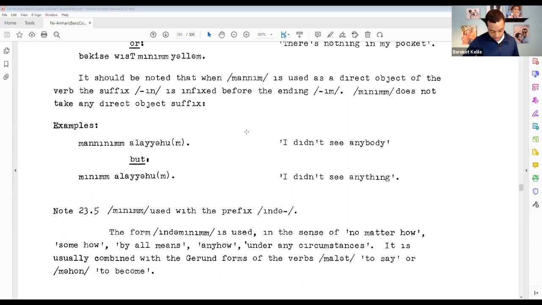Next point to cover is that Mannim takes a direct object suffix, and it's infixed before that im ending, just like we saw in the previous note there. Here again, you'll see Manninnawim or Minimm. So when you see that direct object suffix, it's not going to come at the end of the word. It'll come just before the im ending. But Minimm does not take a direct object suffix, so just keep that in mind. Mannim will take it, Minimm will not take it.